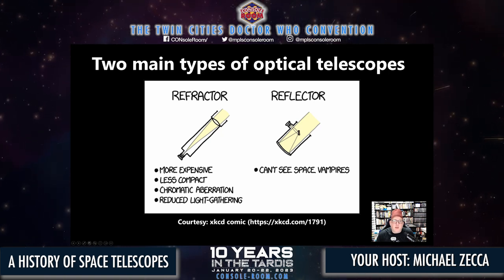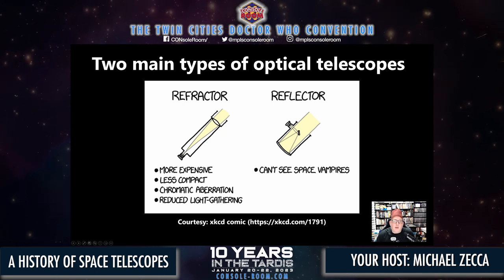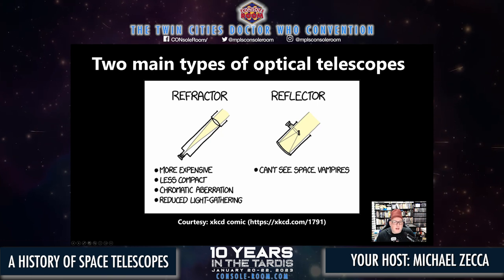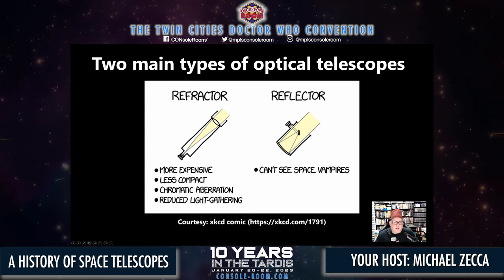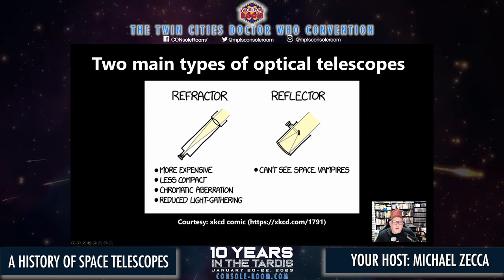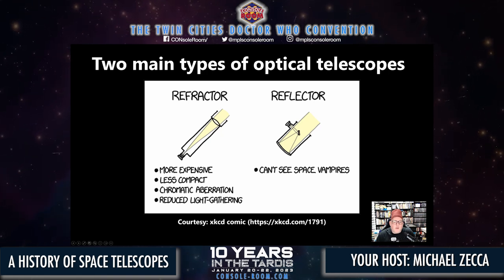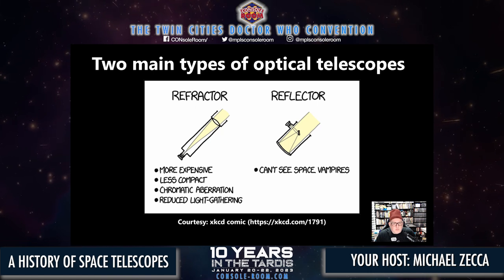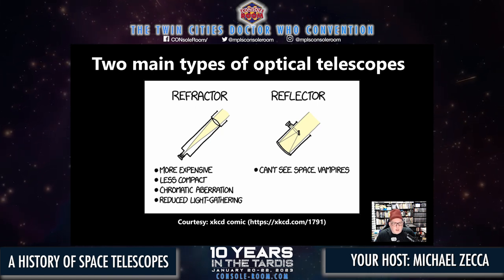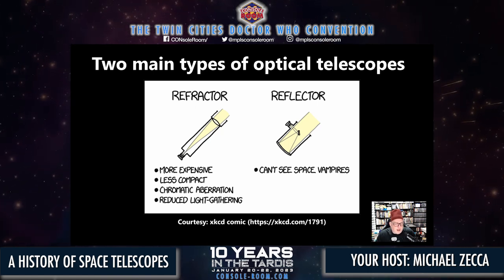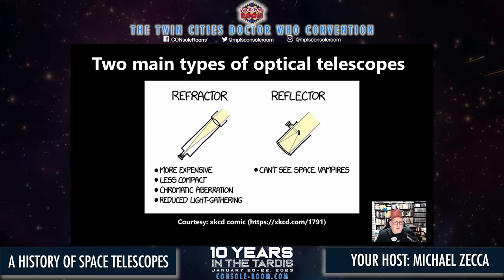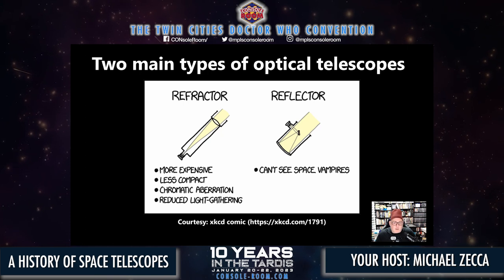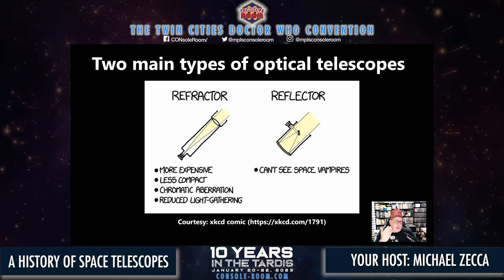Now, in the image you see here, the lens is placed over on the side of the telescope, but on many of these space telescopes, you'll actually see the hole in the mirror down here with the light coming through to various detectors, cameras, and so forth. And of course, this is just a humorous little XKCD cartoon comparing the two types of telescopes. And of course, one of the drawbacks of the reflector is that we can't see space vampires.